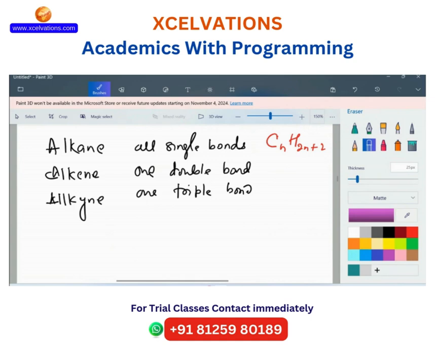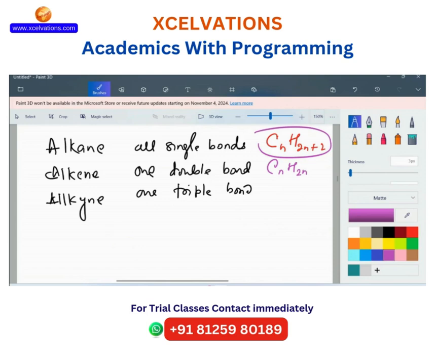What is next? For a double bond, CnH2n minus, no, 2n minus 2. Bad job. From this, how many hydrogens will you remove? From that we have to remove 2. Good. You lost the visualization. You try to memorize. Did you understand? Yes, sir. What is next? CnH2n minus 2. Good.